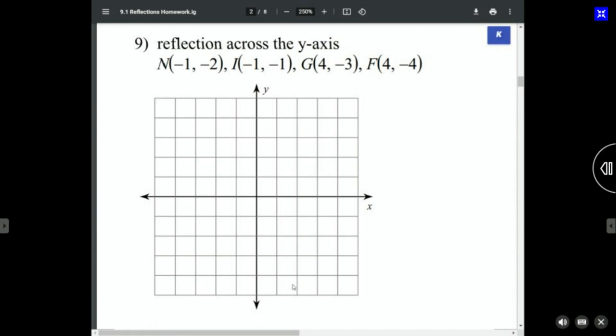Oh, I get to -1, -2. Left 1, down 2. Whoop, I need an ink. Down 2. That is N. -1, -1. I. 4, -3. G. 4, -4. F.